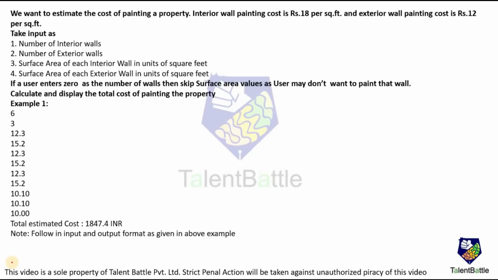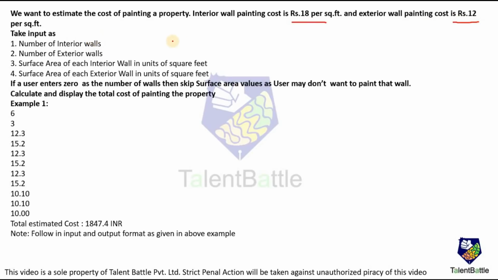Our next coding statement is this. We want to estimate the cost of painting a property. Interior wall painting cost is given, that is rupees 18 per square feet, and exterior wall painting cost is also given, that is rupees 12.